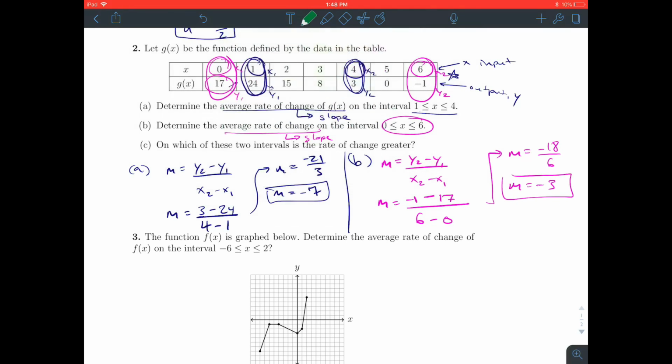Finally, for part C, we need to identify on which of these 2 intervals the rate of change is greater. And it's a sneaky question, right? Because both rates of change are negative numbers. When we compare them, negative 3 is actually a larger number than negative 7 because it's less negative. So the rate of change from part B is the larger value.